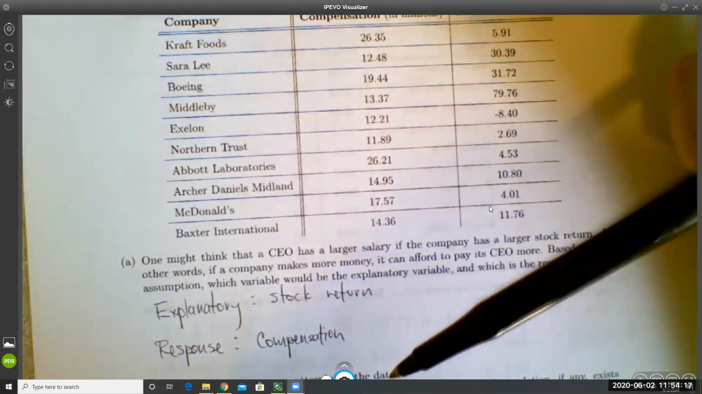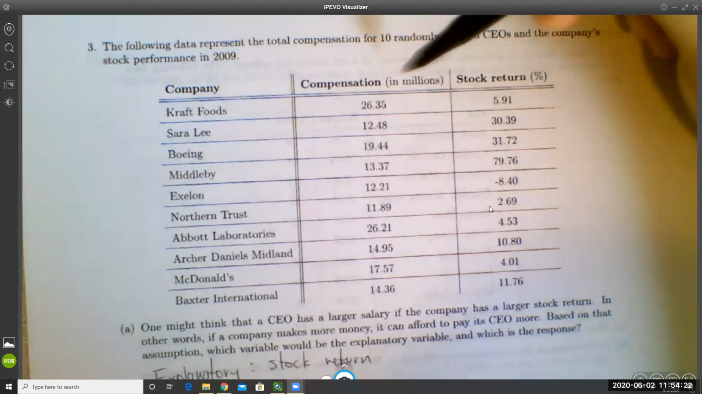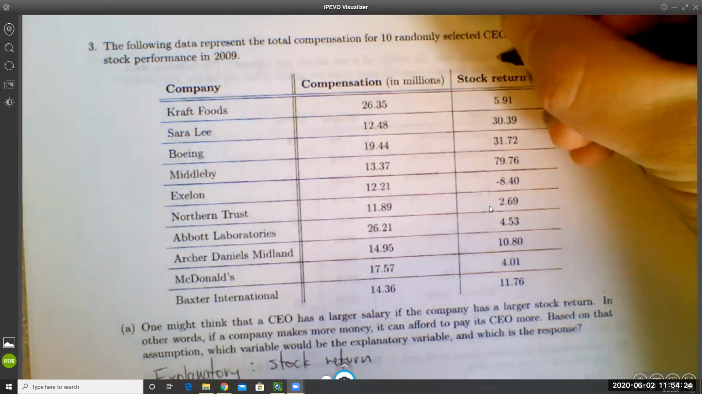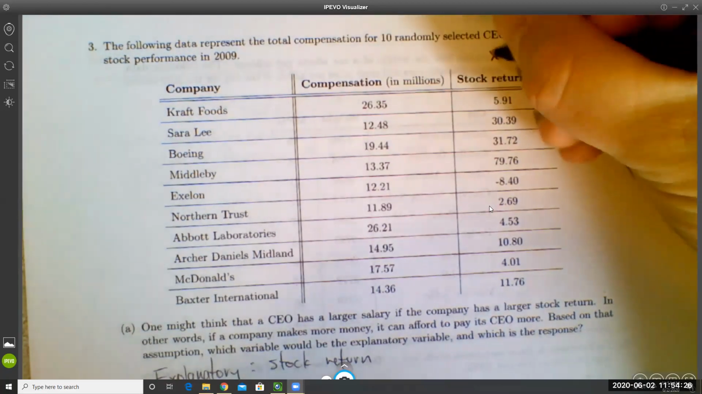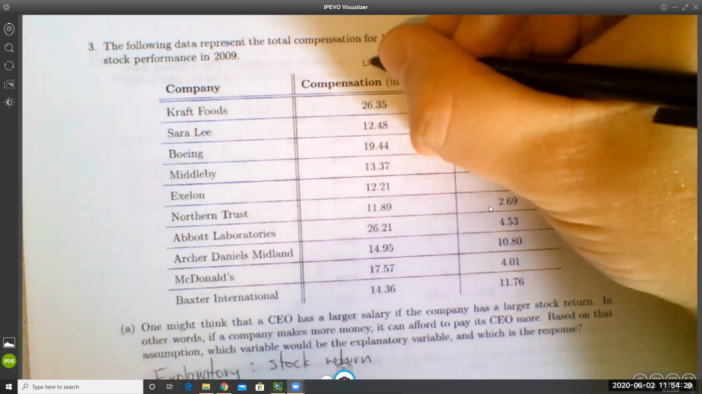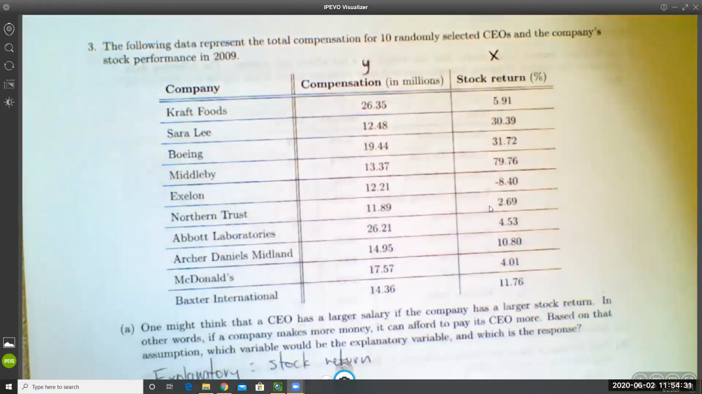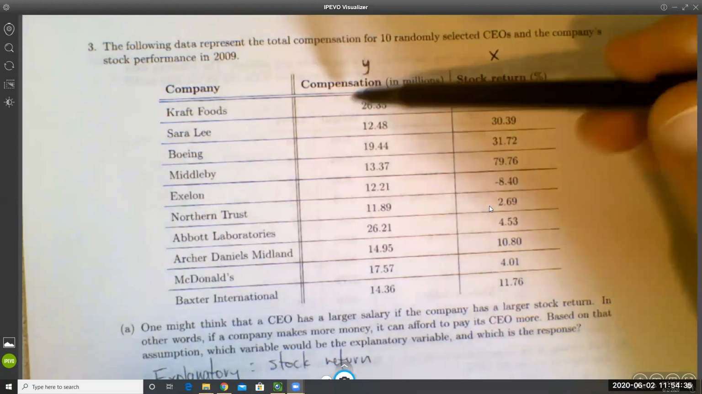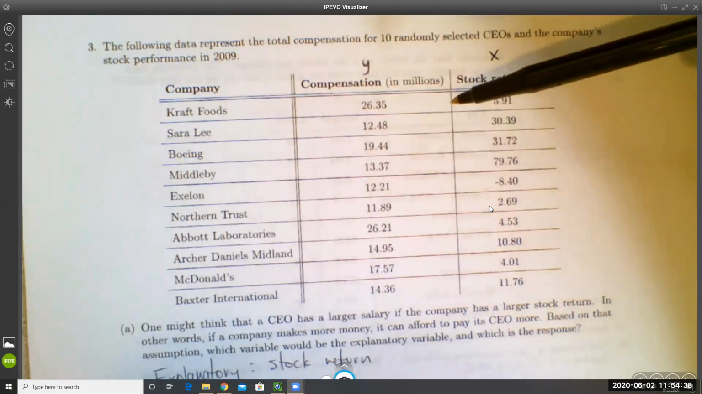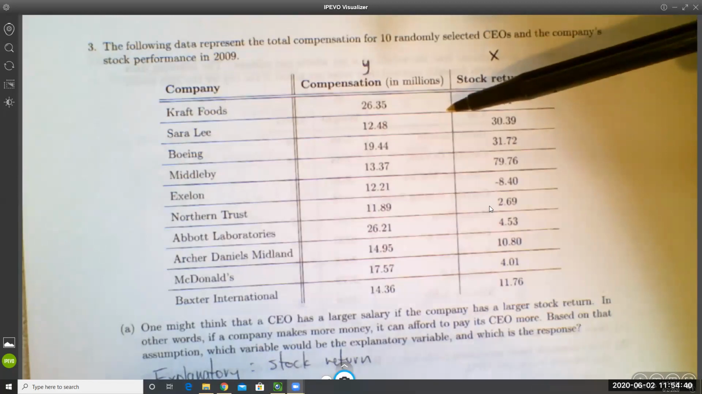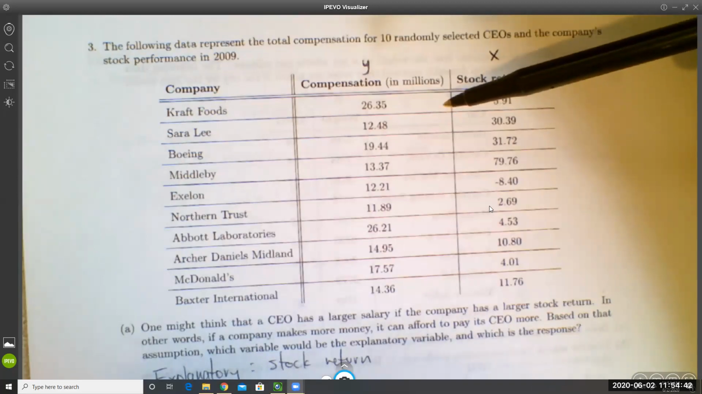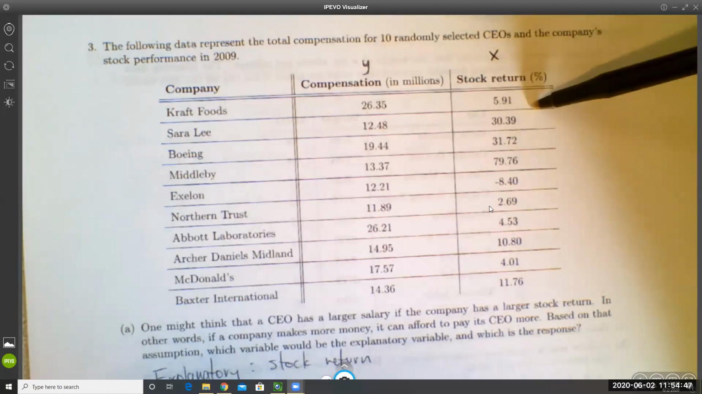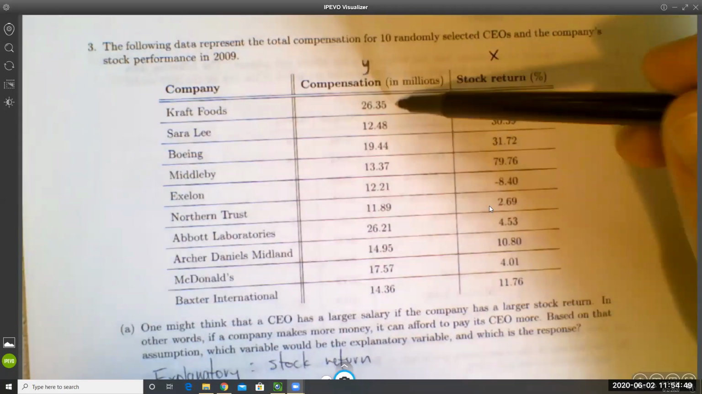So we're thinking the explanatory variable is the stock return, and this is kind of misleading because of the way that it's set up here. But we're thinking that this is the explanatory variable x, and that this is the response variable y. Now you could argue the other way around pretty easily. You could say, well, if a company pays its CEO more, then that's probably because that CEO is really good at what he or she does. And if the CEO is really good, then the stock return for the company is going to be larger, right? So you might think the compensation drives the stock return.